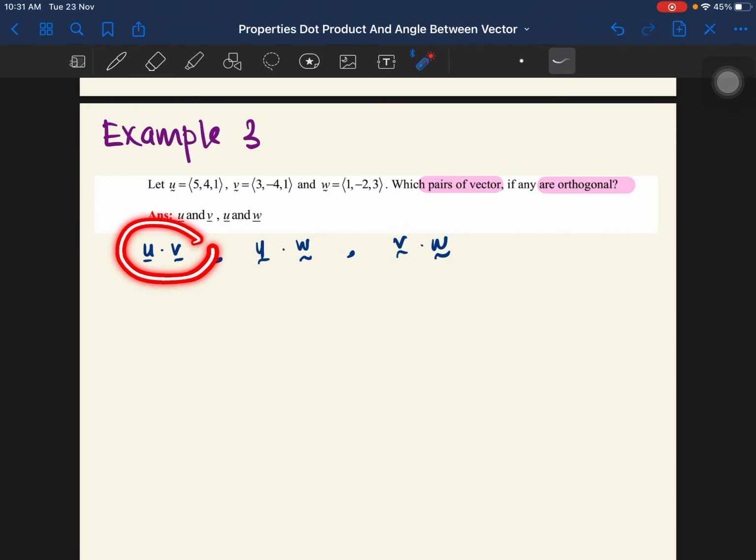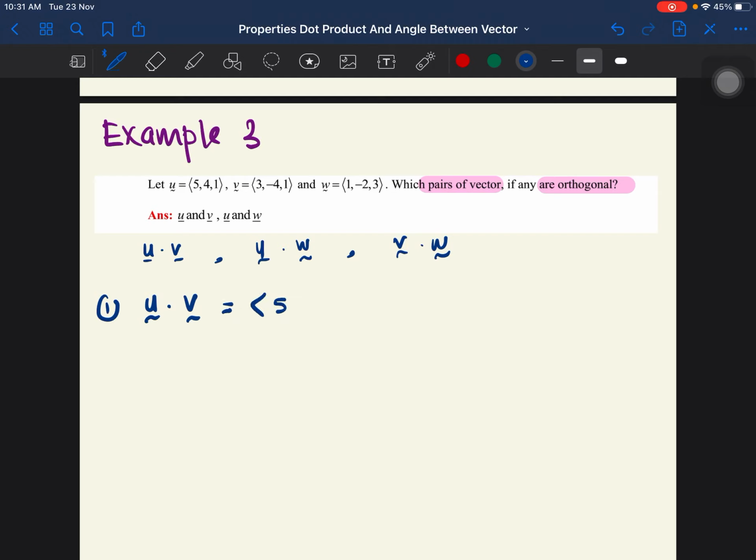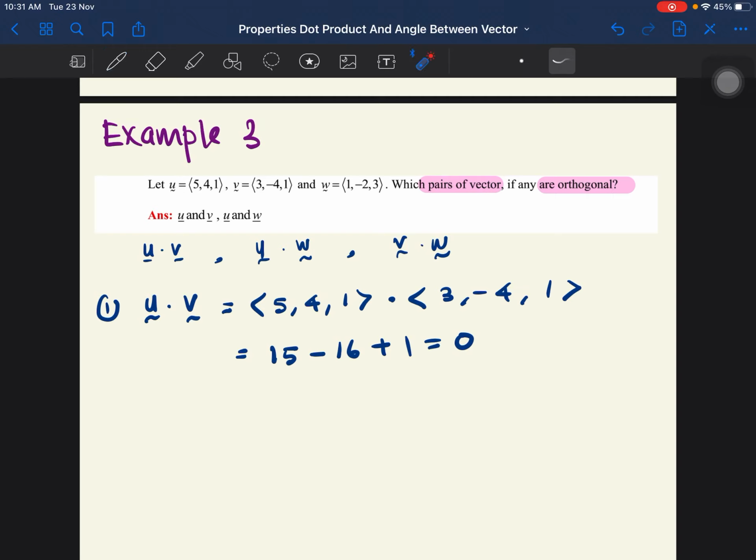Okay, so start with this one first. The first one is u dot v, which is equal to, so what is the vector u here? (5, 4, 1) dot (3, -4, 1). Okay, so by applying the dot product, you will have 15 minus 16 plus 1, which is equal to 0. So since u dot v is equal to 0, we can conclude that u and v are orthogonal.